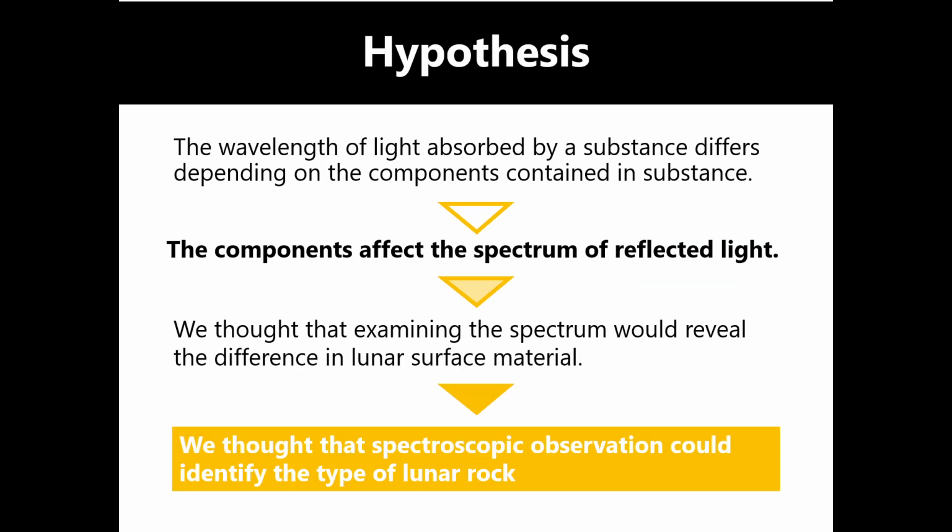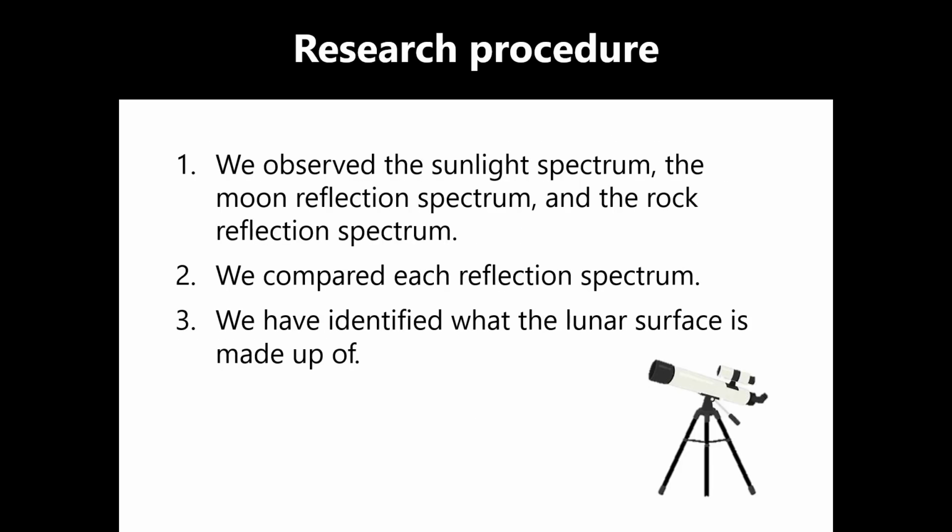The wavelength of light absorbed by a substance differs depending on the components contained in the substance. In other words, the components affect the spectrum of reflected light. Therefore, we thought that examining the spectrum would reveal the difference in lunar surface material, and we aimed to clarify whether spectroscopic observation could identify the type of lunar rock.